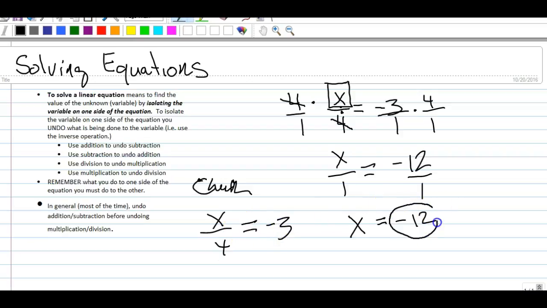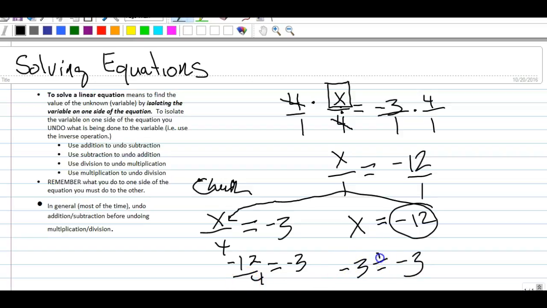If I substitute negative 12 in for x, the left side should be equal to the right side. So I have negative 12 over 4 should equal negative 3. Well, negative 12 divided by positive 4, negative divided by positive is a negative. Negative 12 divided by positive 4 is negative 3. So the left side is equal to the right side.